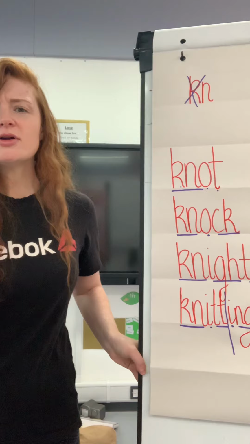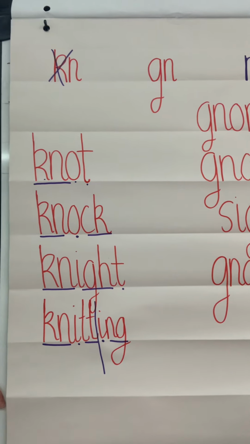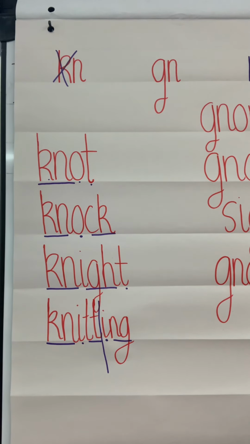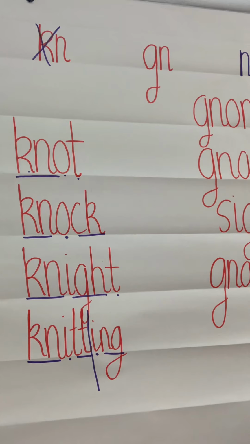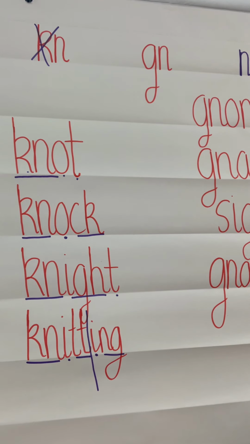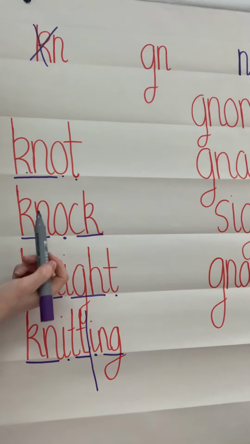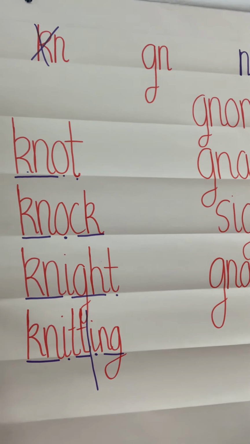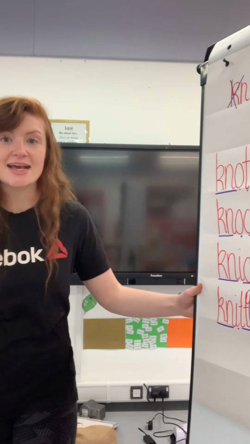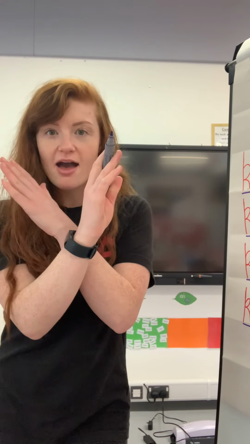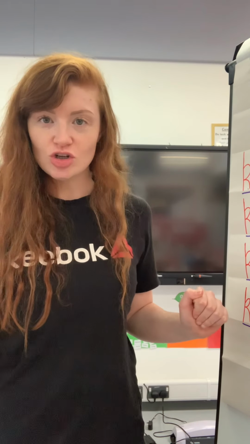I want you to have a little look at the position of our N sound that we're looking at today, that K and N. Where is it in those words? Well, in every single one of those words, it's at the start of the word, at the beginning of the word. So when you see that K before an N, you need to remember that K is silent. Imagine it's not there, and we just say the sound N.